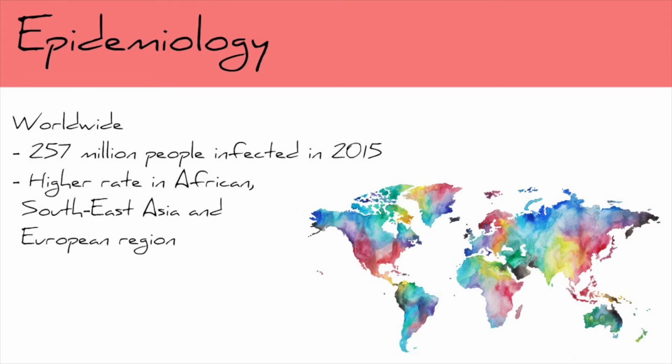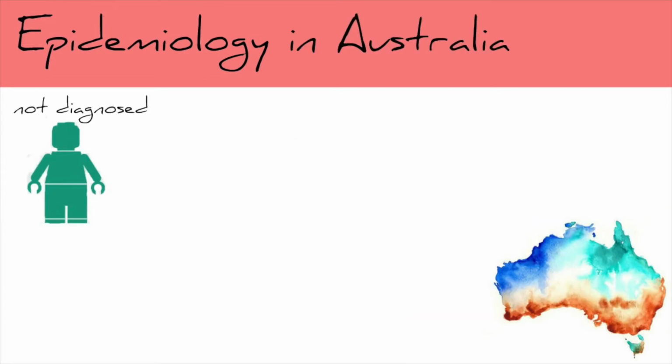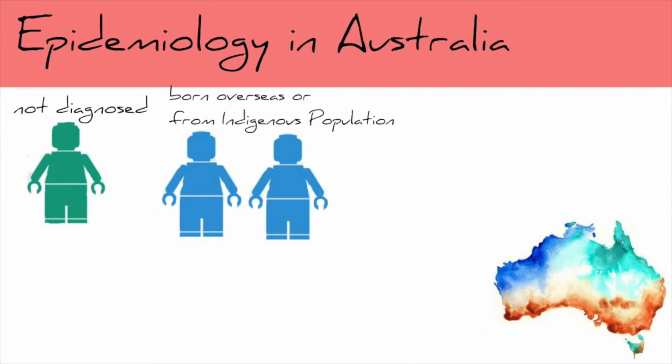There was an estimated 257 million people infected with Hep B in 2015 worldwide. Hep B infection in African, Southeast Asian, and European regions have a higher rate. In Australia, an estimated 232,600 people live with chronic hepatitis B.